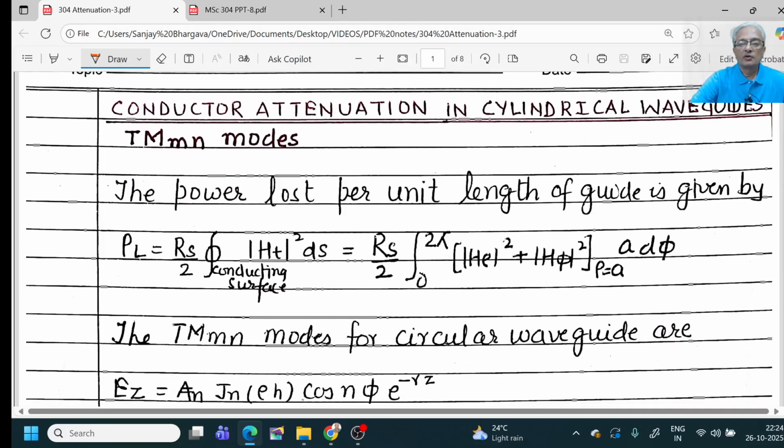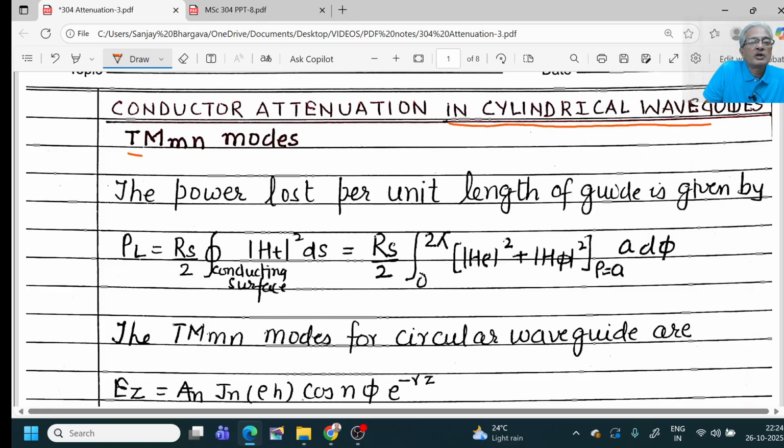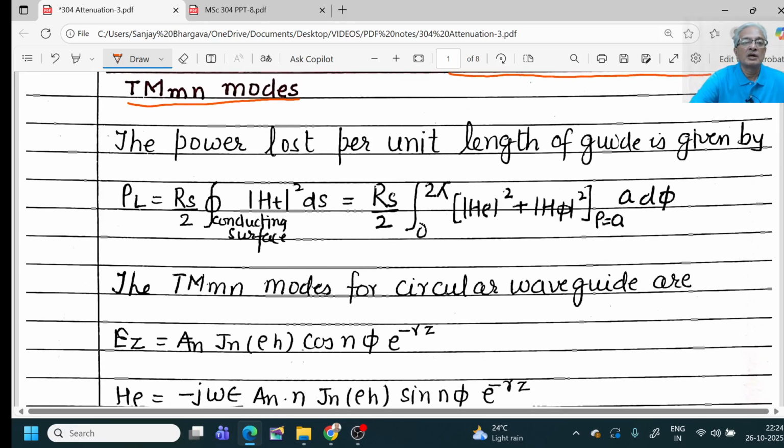So here we pick up conductor attenuation in cylindrical waveguide. First we'll do the analysis for TMn modes. Now we must first understand how we calculate the power lost. So power lost per unit length of the guide is given by PL is equal to Rs by 2 integral |Ht|² ds. This integration is over the entire conducting surface.